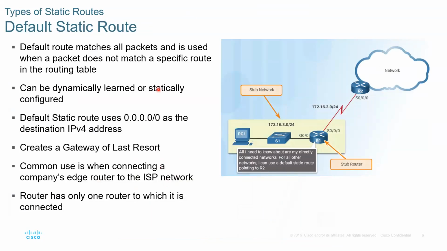Default static route. They can be dynamically learned or configured. You can use the static route ip route 0.0.0.0 in R1 to reach R2. So ip route quad 0 means send all traffic out the local interface or to the next hop address. It also creates a gateway of last resort, and a lot of ISP companies use it on their edge router. It's very common for most of our homes to have just an ip route in our home router to the ISP company.